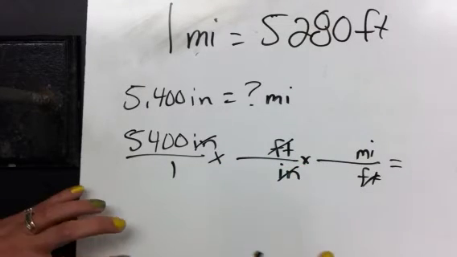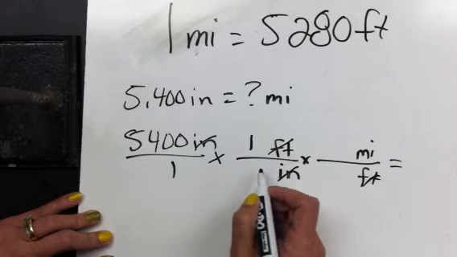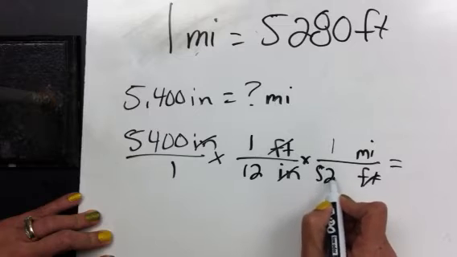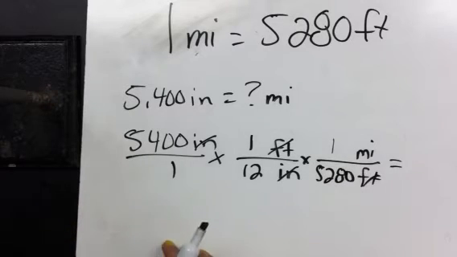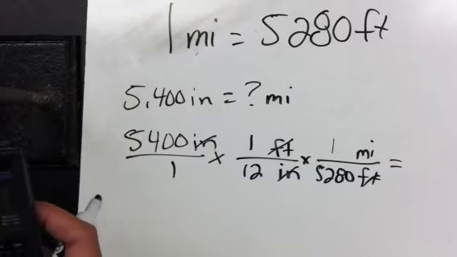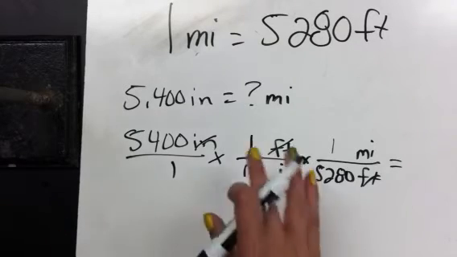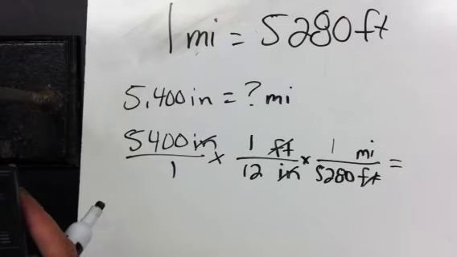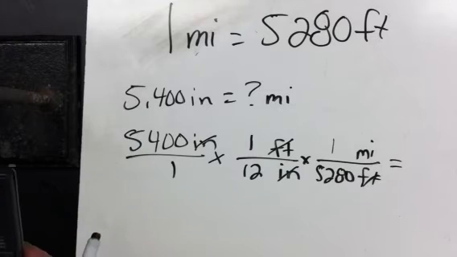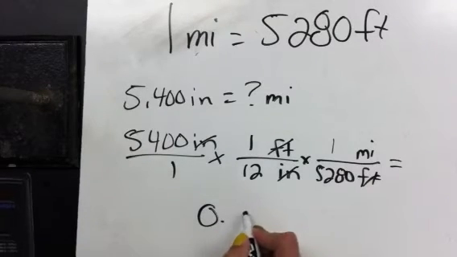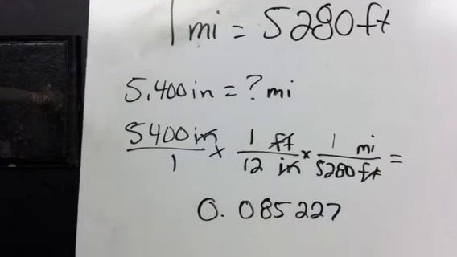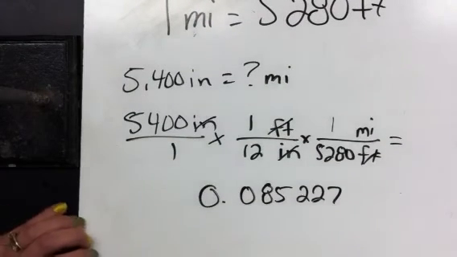Okay, now let's go back and fill in our numbers. So 1 foot equals 12 inches. And we go up here to 1 mile equals 5,280 feet. So we're going to multiply everything on top divided by everything on the bottom multiplied. So we've got 5,400 times 1 times 1, and then we're going to divide that by 12 times 5,280, and then we end up with an answer 0.085227. I'll stop there.